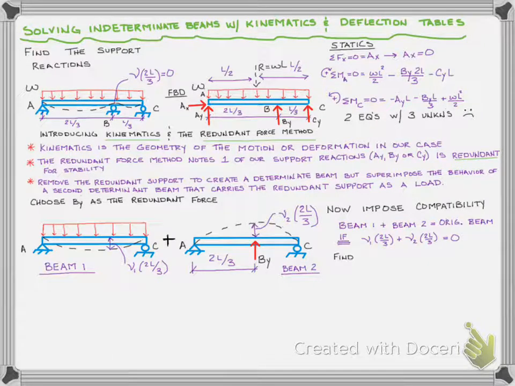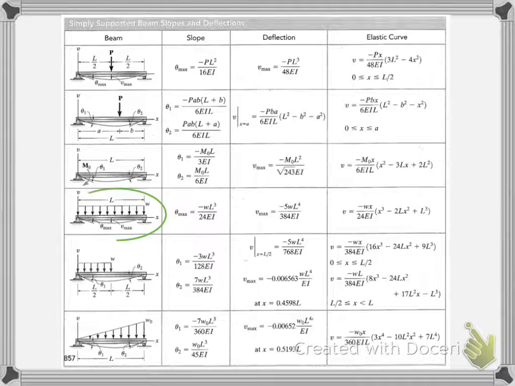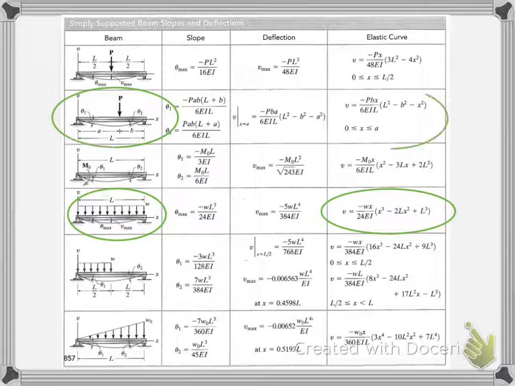So the easiest thing to do to find our V1 and V2 deformations at 2L over 3 is to actually just go into our deflection tables. So it's pretty handy that we have those available, and using the pin and the roller at A and C, the tables are available to us. So we jump over to the table, we have our simply supported beam and our expression in terms of X for the elastic curve, and we have the same thing for that point load.